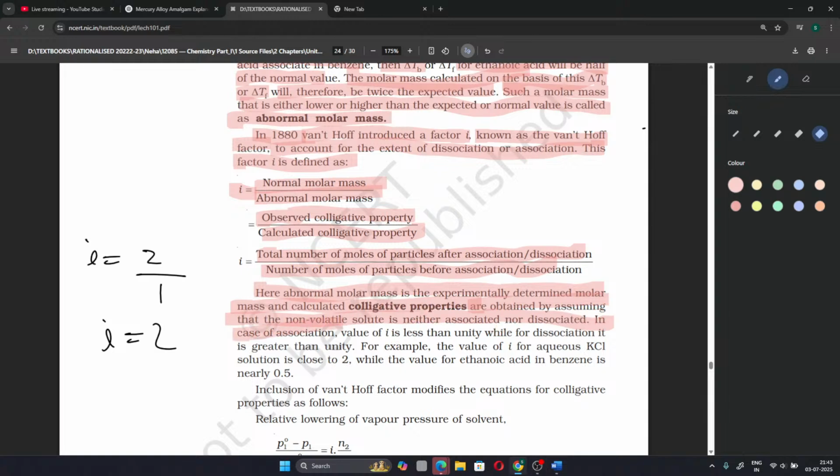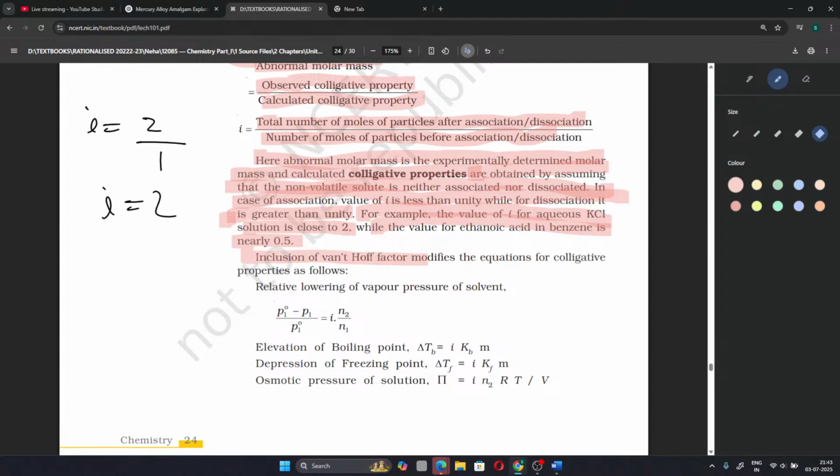In case of association, the value of i is less than unity, while for dissociation it is greater than unity. For example, the value of i for aqueous KCl is close to 2, while the value for ethanoic acid in benzene is nearly 0.5.